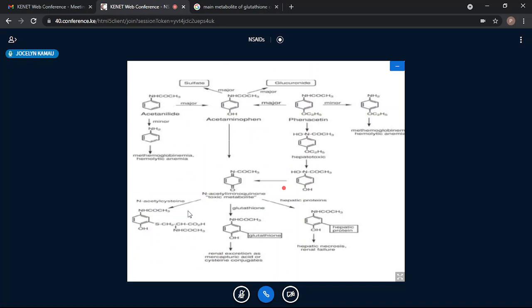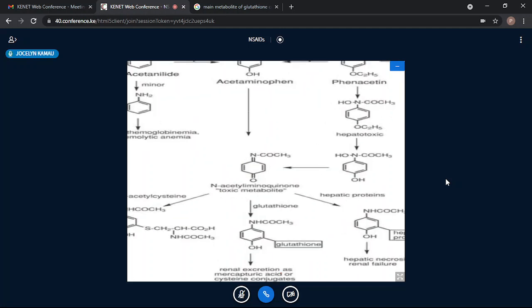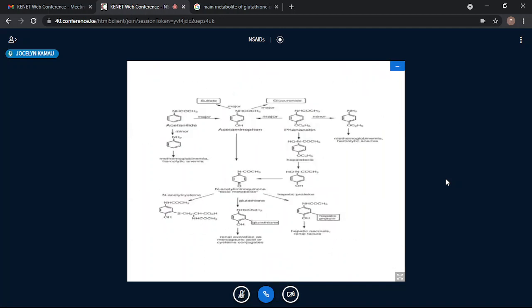If you are using alcohol on a chronic basis, you find that there is induction of the cytochrome P450s, and therefore more of the toxic metabolite is formed. These are the cytochrome P450 enzymes, which are responsible for formation of the toxic metabolite. So you will have very high levels of the toxic metabolite, and once you have very high levels, you will exhaust or deplete your available glutathione, and therefore you lead to toxicity.